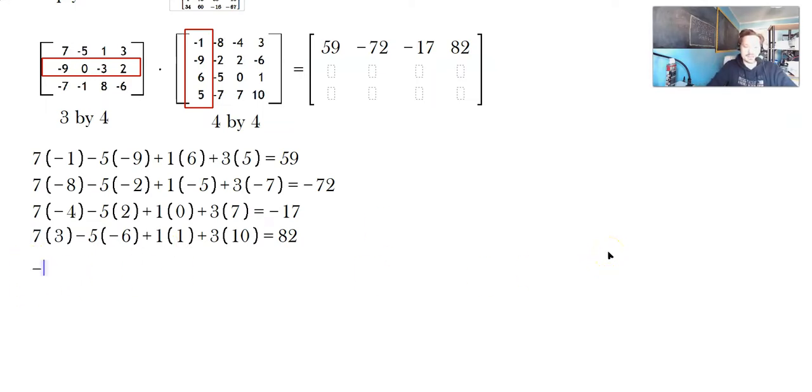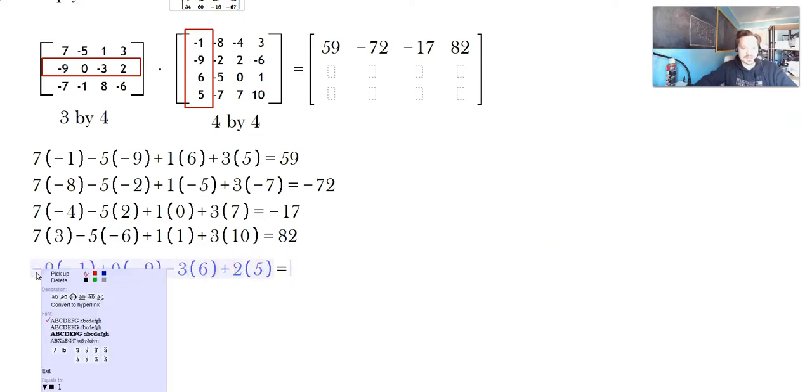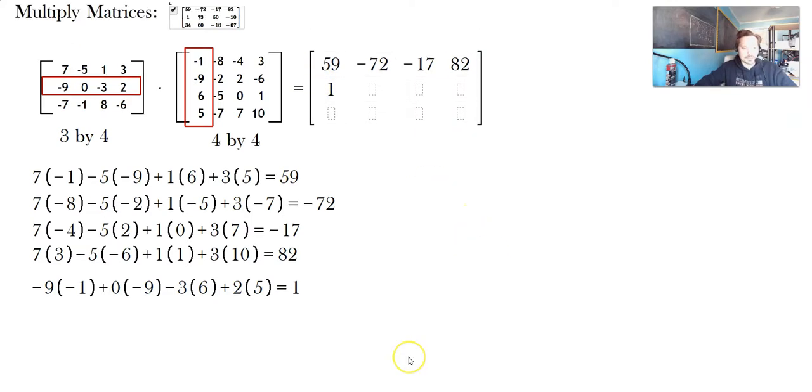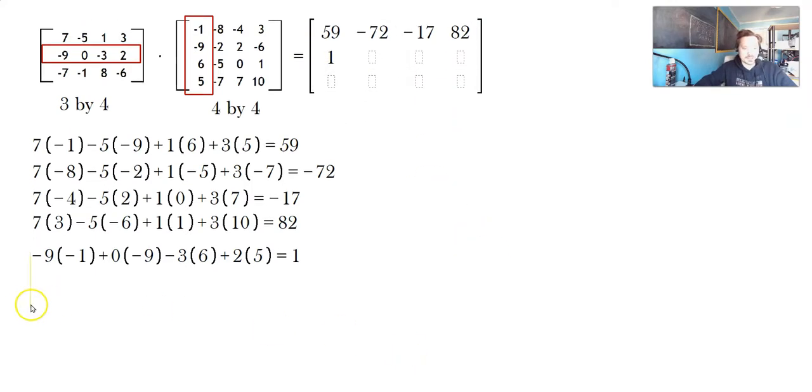You're going to have now -9 times -1 plus 0 times -9. Be so careful with these. And then -3 times 6. And then plus 2 times 5. So you punch these in, and that's going to give you a value of 1 apparently. So that means this entry is a 1 right here. Okay, good.